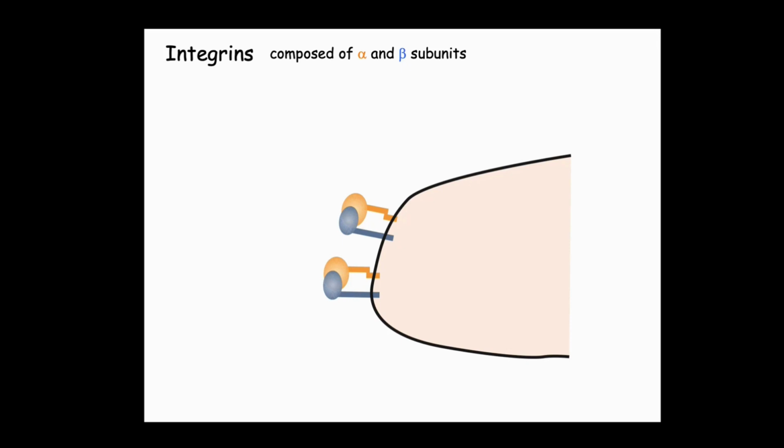Integrins are much like any transmembrane receptor. They receive signals from outside.